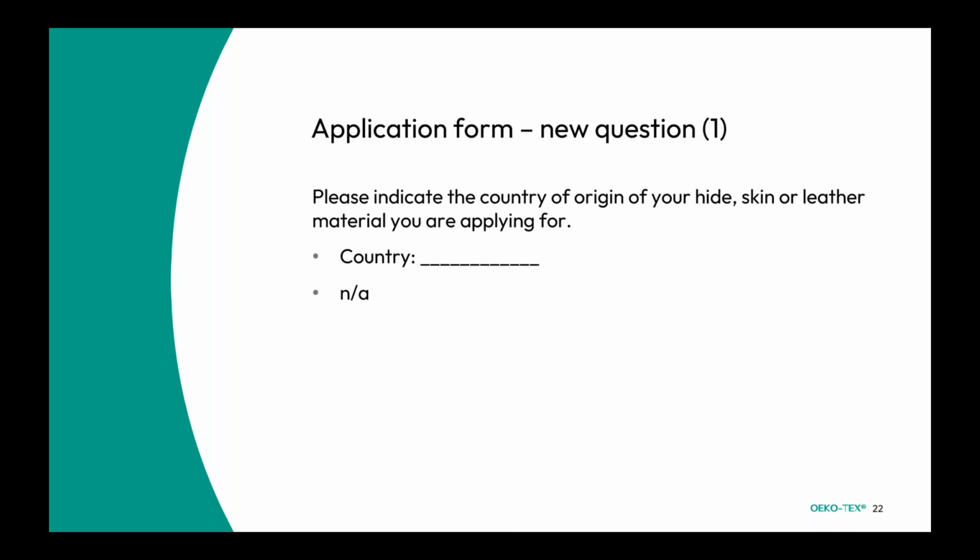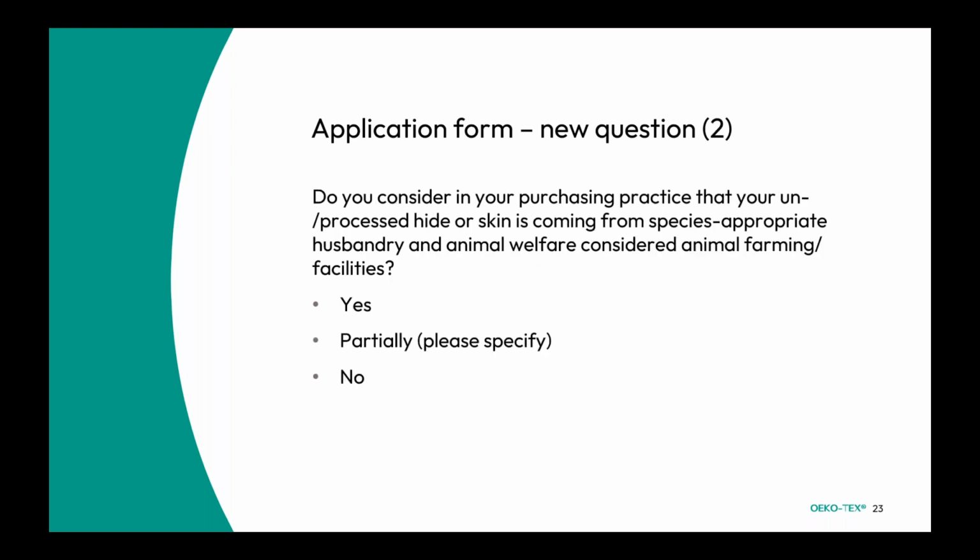And for this, we have also added a few new questions to the application form itself. So the first one is, please indicate the country of origin for your hide, skin, or leather material which you are applying for. You can add the country. Then we have another question of, do you consider in your purchasing practice that your processed hide or skin is coming from species appropriate husbandry and animal welfare, considering animal farming and facilities? You can answer yes or partially or no.